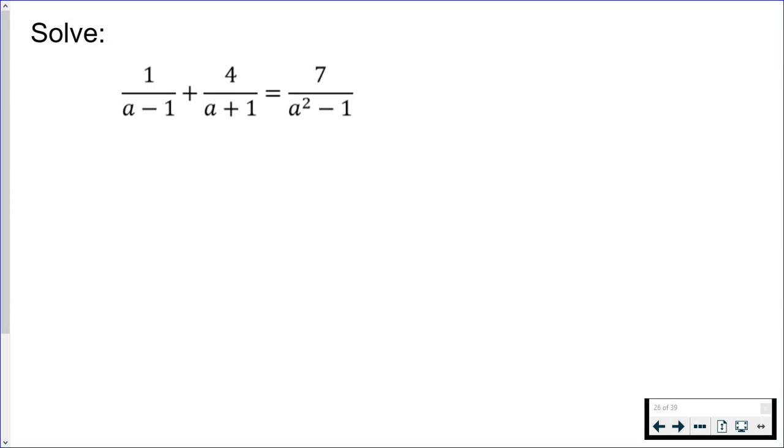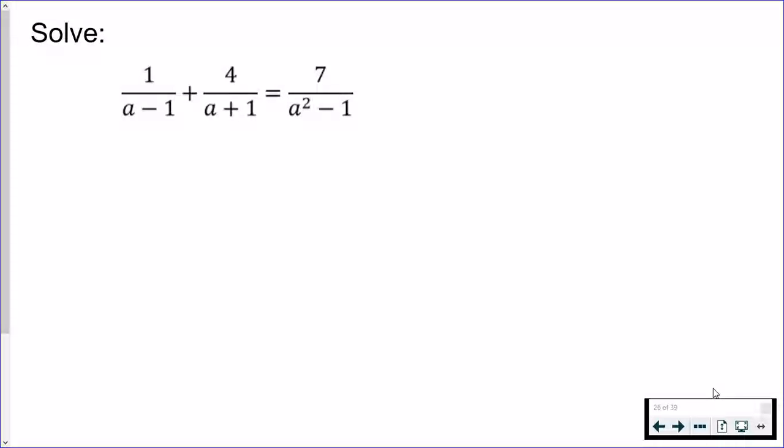Yay, another rational equation. Okay, I've already done 2 videos. You can go back and watch those first, I would suggest, because I'm not going to explain as thoroughly here. When you are solving a rational equation, you want to try to get rid of your denominators first, or at least that's what I like to do. That way you don't have to deal with any kind of fractions.